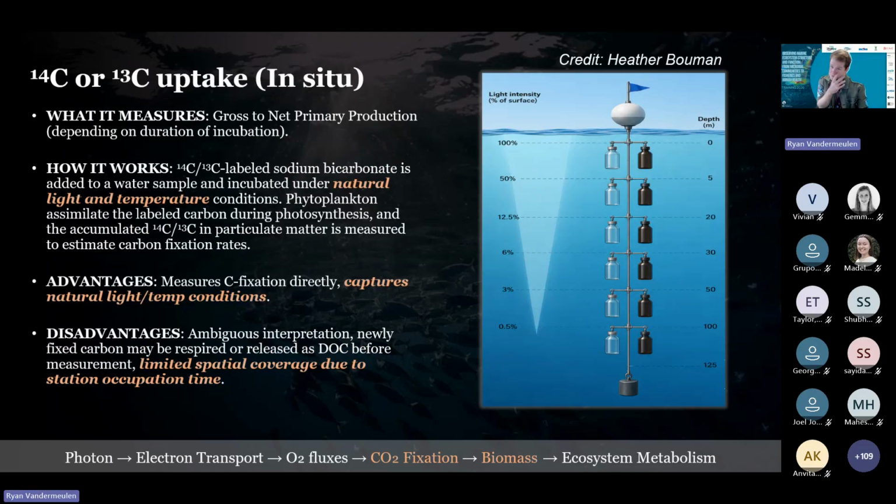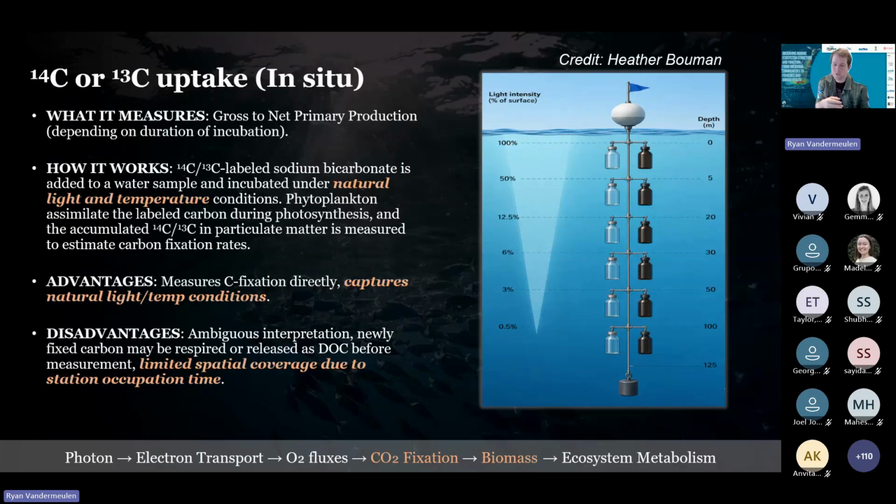Another alternative that works with either C14 or C13 labeling: we could simply return the bottles back out to sea after collecting water at the same depth that they were collected, and then incubate them under the natural light field and ambient temperature experienced by phytoplankton. In many ways, this is the closest we can come to letting the organisms continue their normal day without making a controlled, while we're still making a controlled measurement.